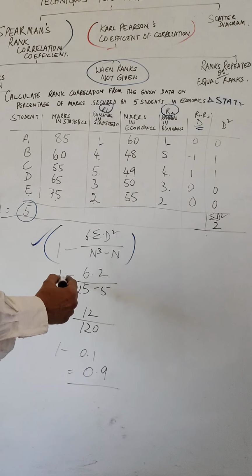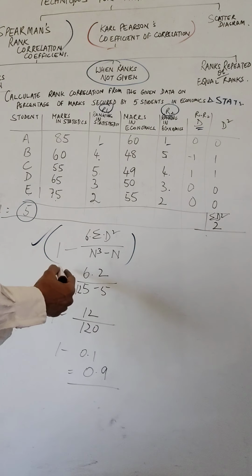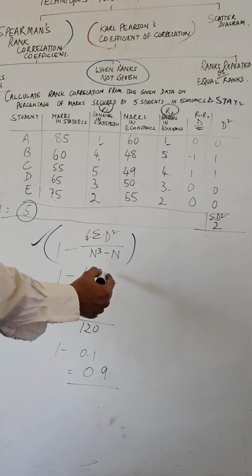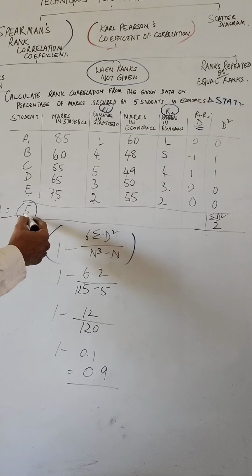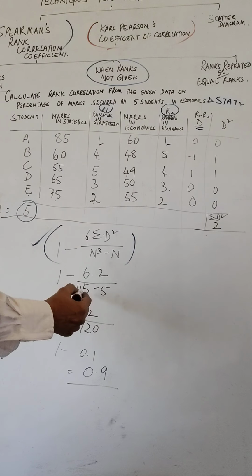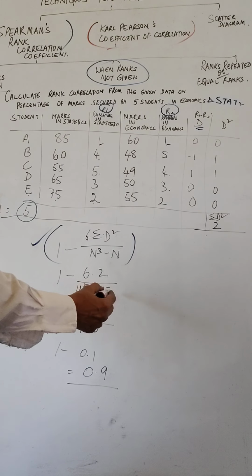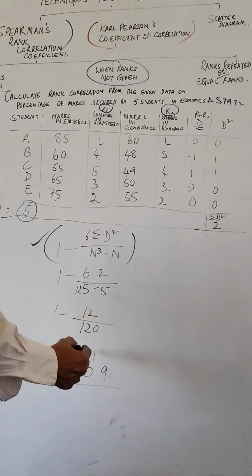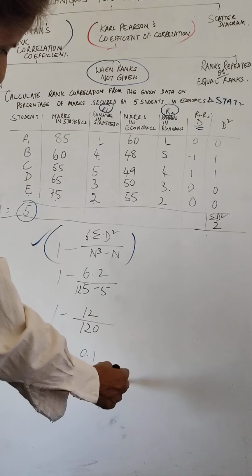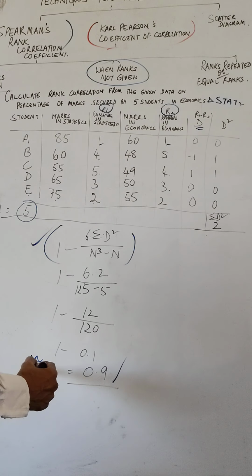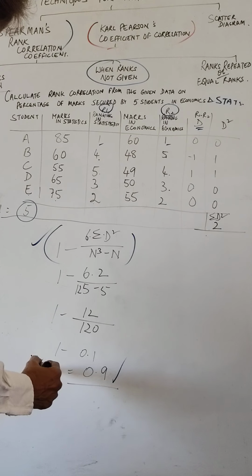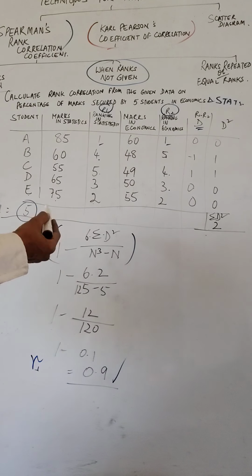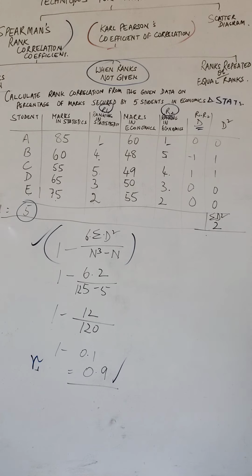And this is the formula we apply. Let's put the values in: 1 minus 6 into 2, divided by n cube minus n. N is 5, so 5 into 5 into 5 is 125, minus 5 is 120. So 1 minus 12 upon 120. What you get is 0.1. So 1 minus 0.1 is 0.9. So the Spearman's rank correlation is 0.9. This is how you work it out.